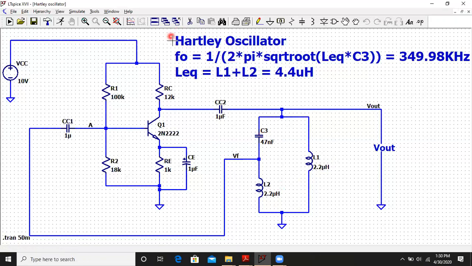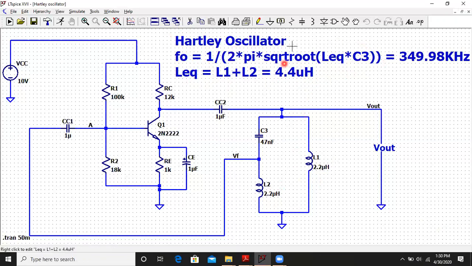So as you can see, the frequency of the Hartley oscillator is given by the formula 1 upon 2 pi square root of L equivalent into C3. So here in this case, L equivalent is L1 plus L2. L1 and L2 value is 2.2 microhenry. So L equivalent will be around 4.4 microhenry.